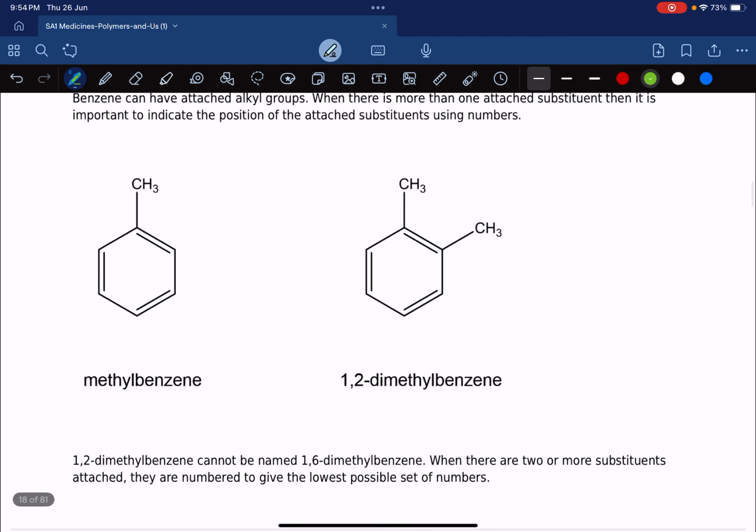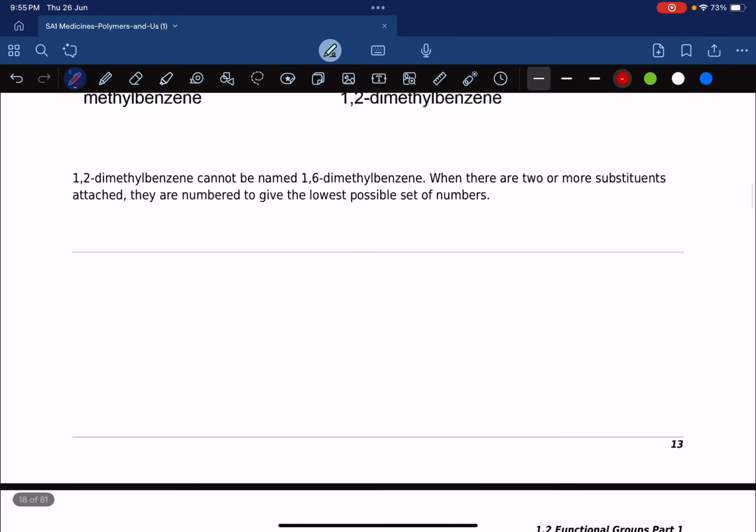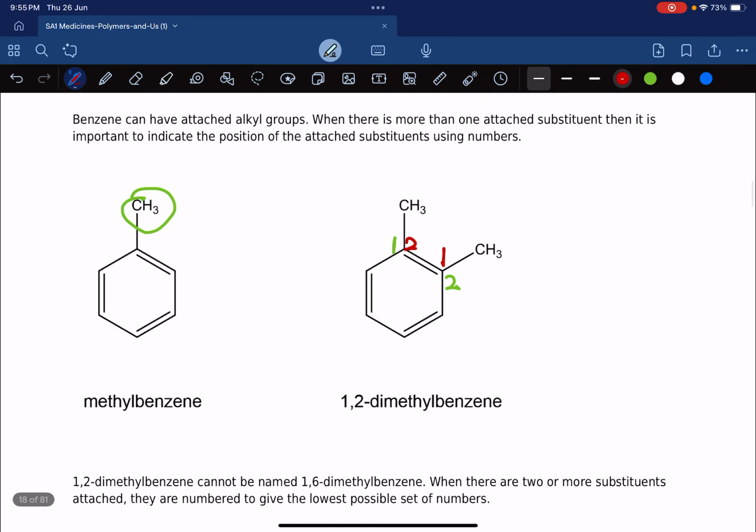So these are some of the derivatives of benzene. This is called methyl benzene. There is a methyl group here. In this case, if this is 1, this is called 2. Or if you want to call this 1, this is called 2. So it is 1,2 dimethyl benzene. Same thing again.